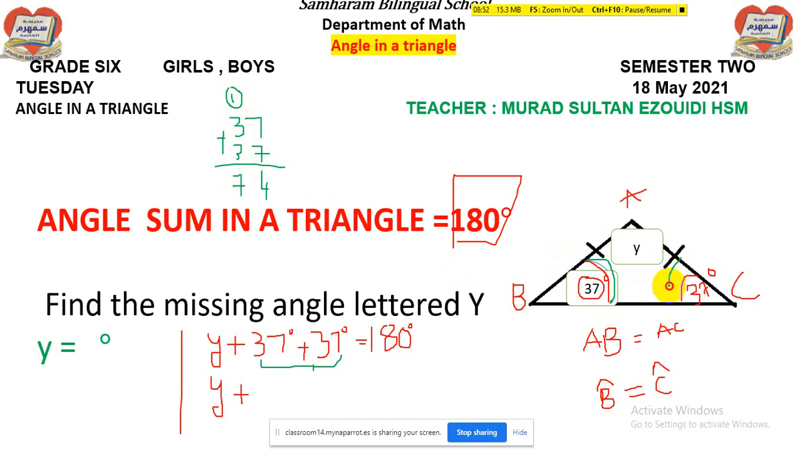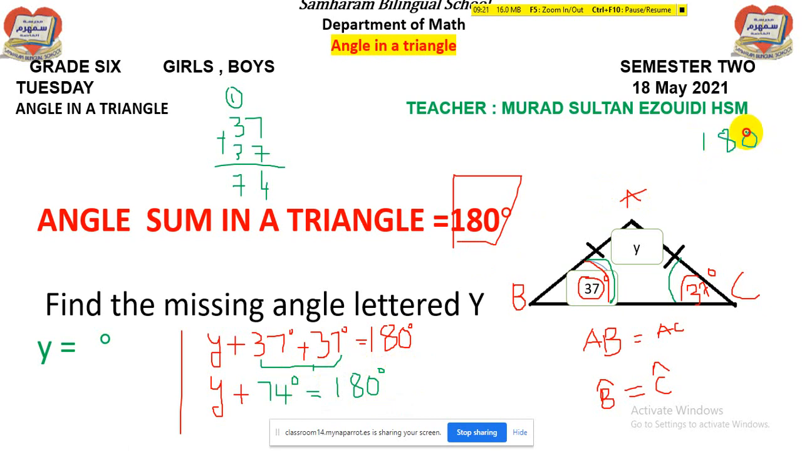74 degrees. I will just write here 74 degrees. Equal what? It should be equal to 180. Then in order to find the value of y, my learners, just subtract what? Subtract 74 from 180.